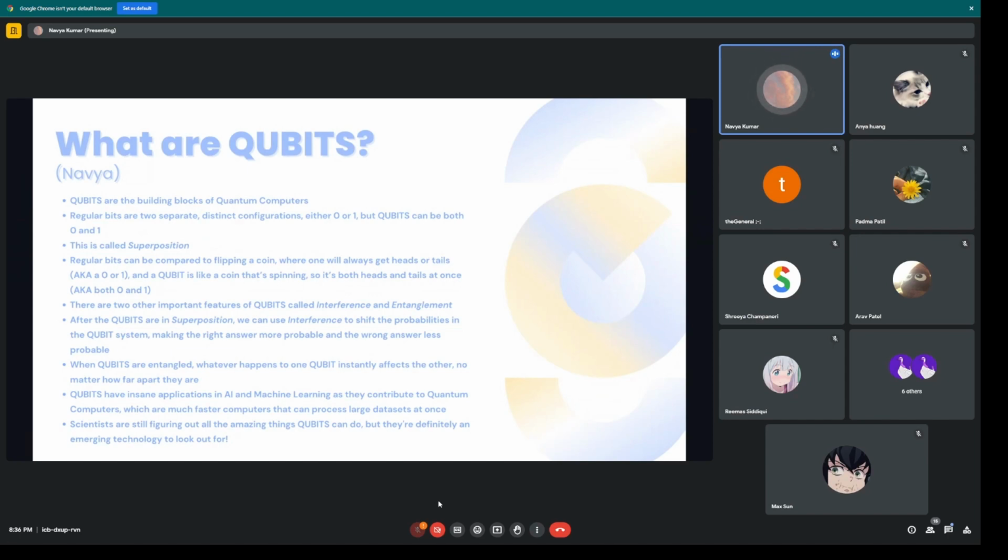Regular bits can be compared to flipping a coin, and you'll either get a head or a tail. So you'll get one or the other, aka the 0 or the 1. And a qubit is like a coin that's spinning, so it's both heads and tails at the same time. That can also be represented by a qubit, which is both 0 and 1. There are two other important features of qubits called interference and entanglement that we'll dive into later.